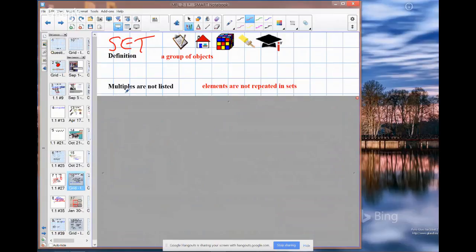Likewise here, when you list a set, we never list multiples more than once. Elements are not repeated.